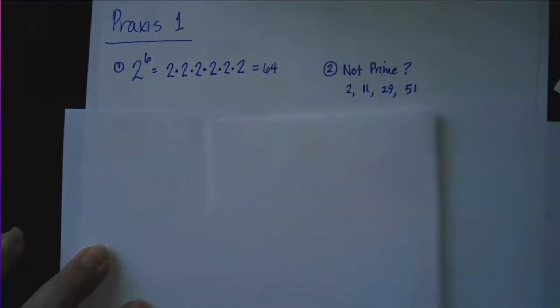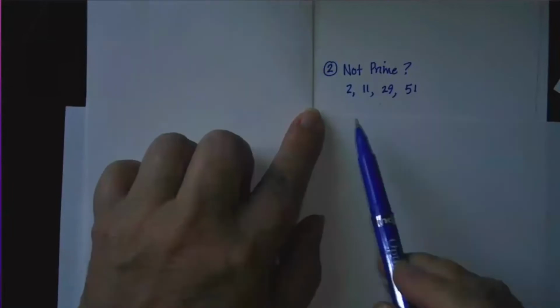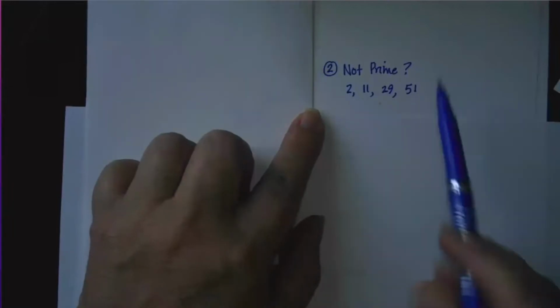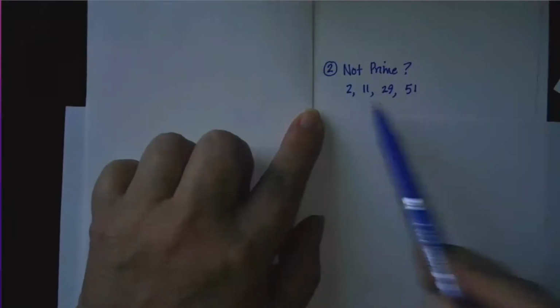For the second problem, they were testing the definition of prime, if you knew what a prime number is. A prime number is a number that only has itself and 1 that can go into it. So 2, for example, only 1 and 2 go into 2 evenly. 11, only 1 and 11 go into 11.